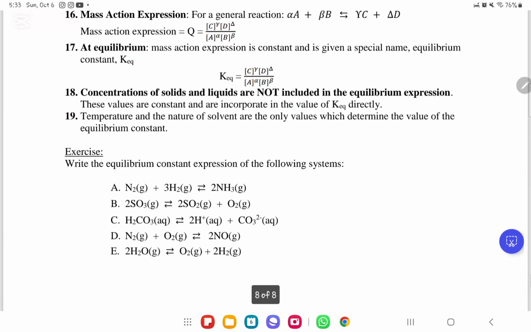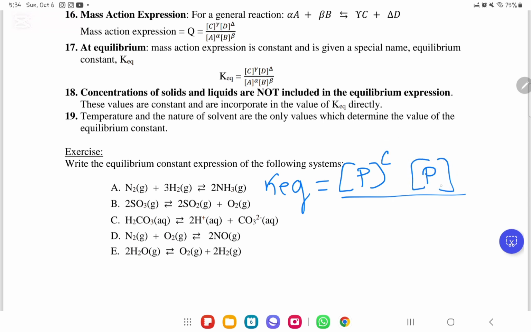Now finally, we have this exercise. They want us to write the equilibrium constant. The equilibrium constant, which we denote by Keq, is equal to the concentration of products to the power of their coefficient, multiplied by the concentration of products to the power of their coefficient, over the concentration of reactants to the power of their coefficient times reactants to the power of their coefficient. Now, of course, we have to pay attention. Is it solid or liquid? If it is solid or liquid, we do not consider them, okay?